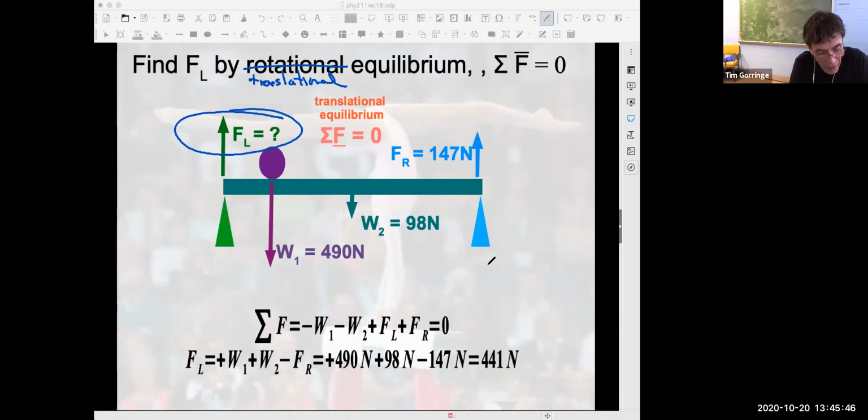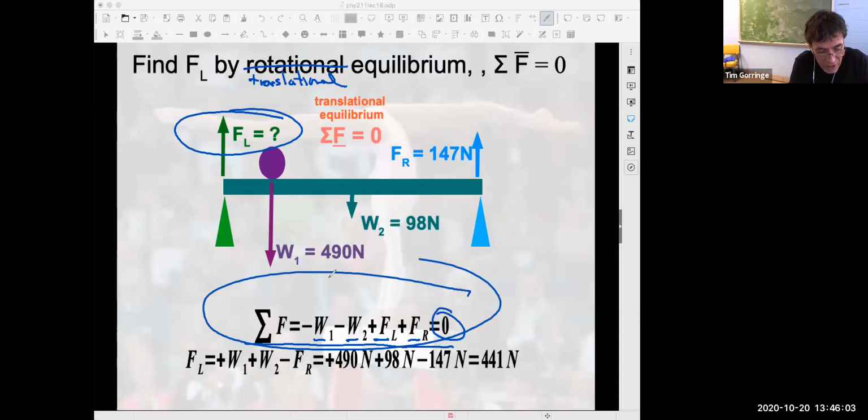forces of gravity downwards. That is, if I add the forces in the vertical direction, weight of the gymnast downwards, weight of the beam downwards, force of the right-hand support upwards, force of the left-hand support upwards, they must add up to 0. The only thing in this equation that I just built from translational equilibrium that I don't know is the force from the left-hand support. I can rearrange it as an equation for the force from the left-hand support. It's the sum of the weights less the help that is provided by the right-hand support. It's the sum of 490 newtons plus 98 newtons less the help that's provided by the right-hand support, 147 newtons. That left-hand support is exerting a force of 441 newtons. And so that's the answer for the left-hand support.